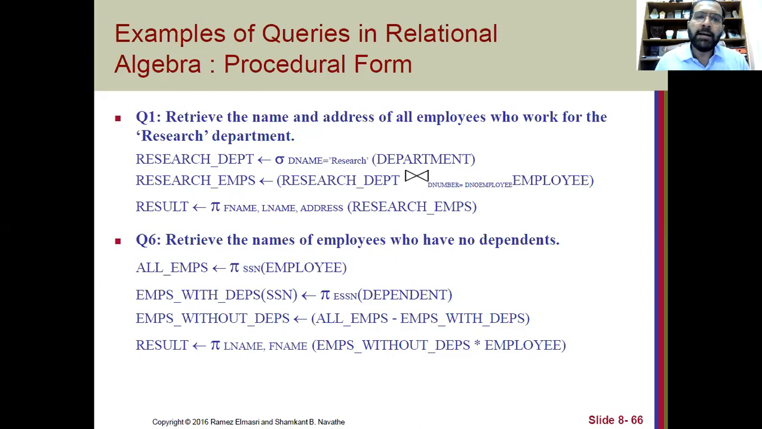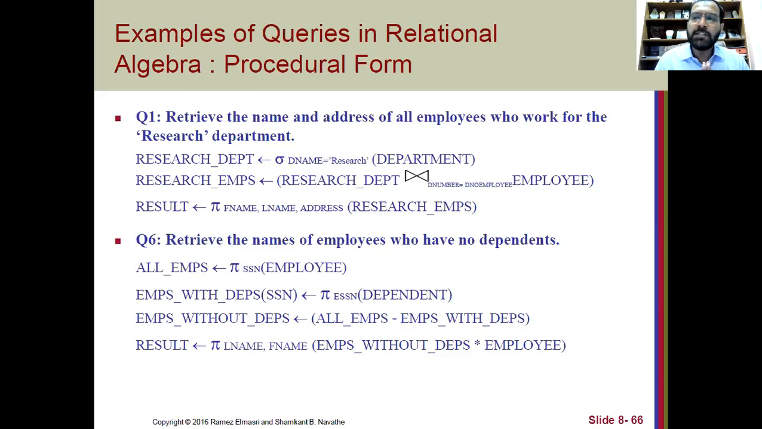Now in this query, the attributes they are referring to are the name and address of all employees. That information is in the employee table. But now we are referring to employees who work in the research department. That information is in another relation called department. It means that there are two relations involved: one is employee, one is department.